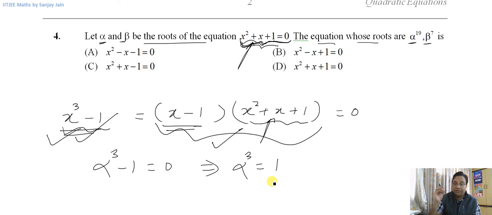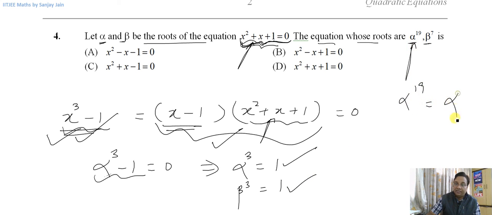And there is nothing special about this root alpha. Beta will also follow the same pattern. So I can simply say that beta cubed is also equal to 1, because you could have written this expression with beta cube minus 1 equal to 0. So alpha cube is equal to 1, beta cube is equal to 1. What can I say about alpha raised to power 19? It is equal to alpha raised to power 18 into alpha. And what is alpha raised to power 18? It is nothing but alpha cubed raised to power 6 into alpha. Now alpha cubed is 1, so 1 raised to power 6 is 1. So alpha raised to power 19 is nothing but alpha.